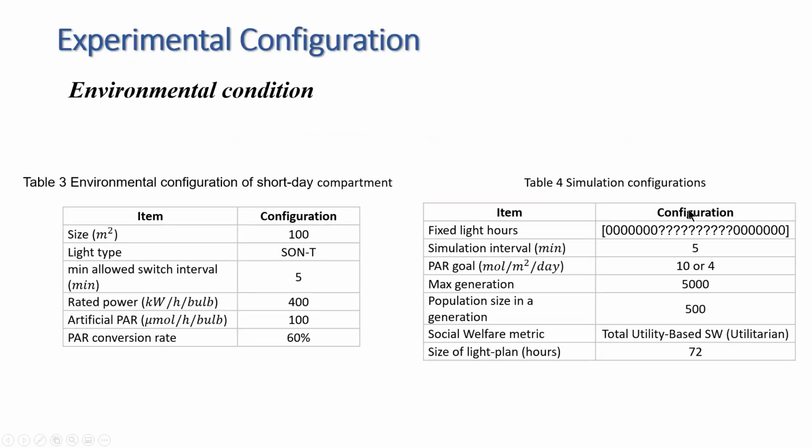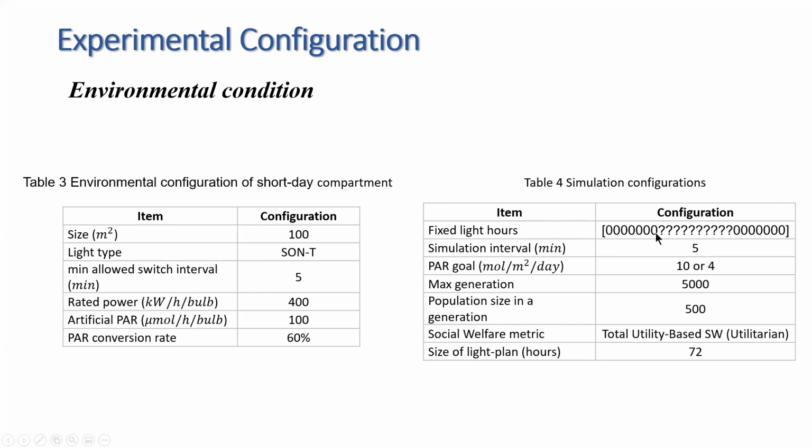Then we have some experiments to compare the influence of the differences between the two versions of Journalite. These are the experimental configurations. To compare them, we use the same experimental configuration for the two versions. The first point I'd like to mention is the fixed light hours. This is the vector of the fixed light hours in 24 hours.